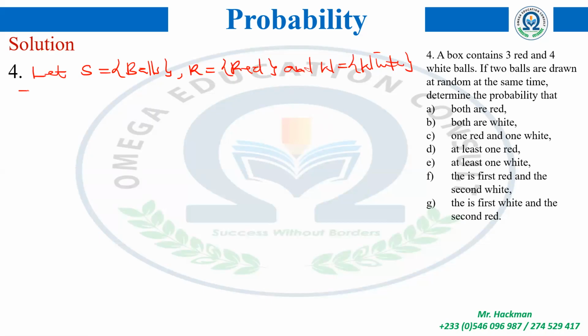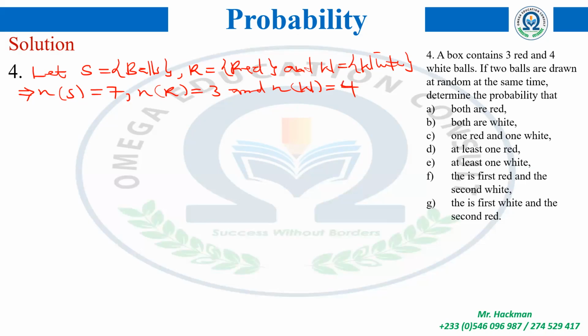Now, if these are our representations, this implies that the number of S, the total number of balls, will be the numbers of the two colors added together. So that will give us 7. Do you agree? Yes. Now the number of R is equal to 3, and the number of W, white, is equal to 4. So now the data is fully extracted.